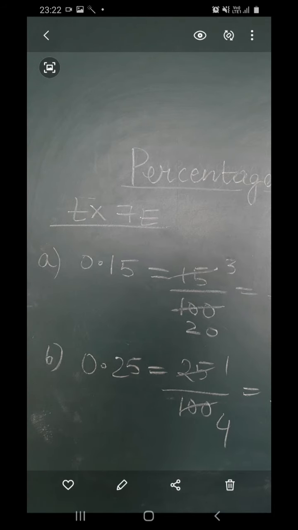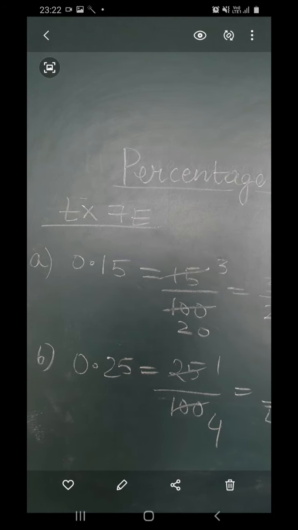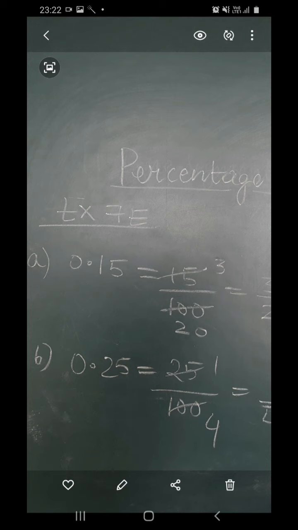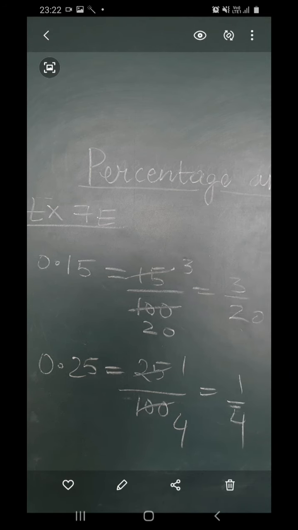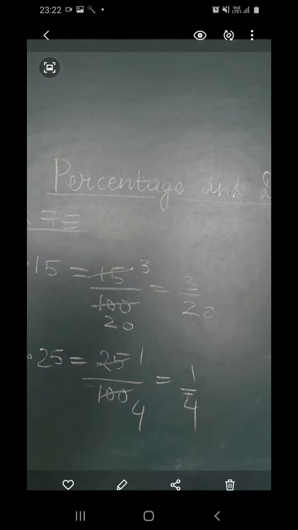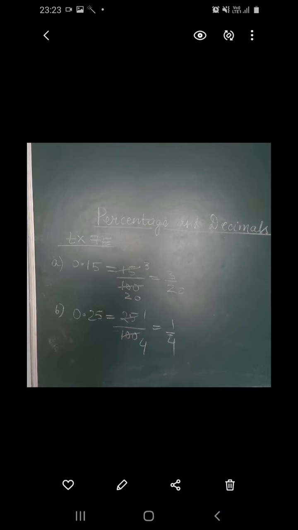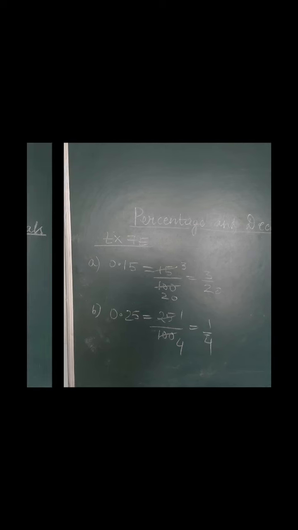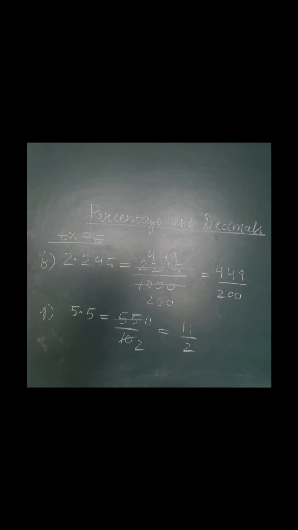Now moving on to the next option, that is 0.25. 0.25 is also having 2 digits after the decimal point. So it will be 25 upon 100, and we all know that 25 ones are 25 and 25 fours are 100. Now in the same way we have to solve the next question. In this question I have solved option number A and option number B. Option number C, option number D and option number E is your homework.